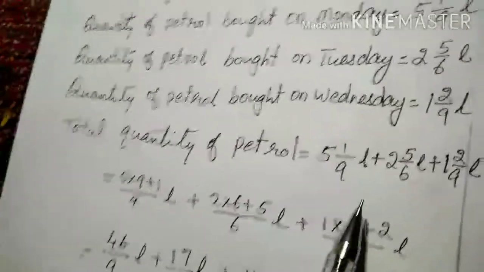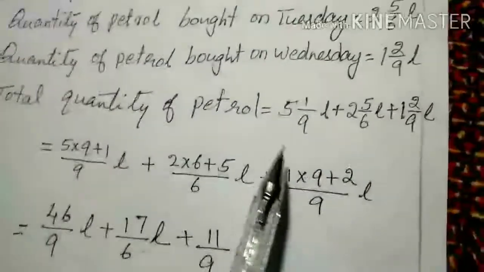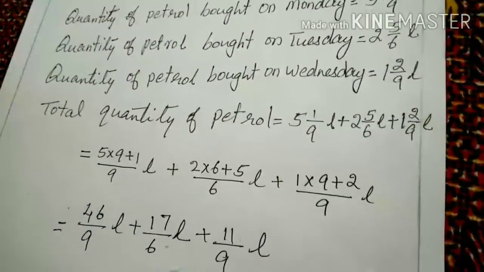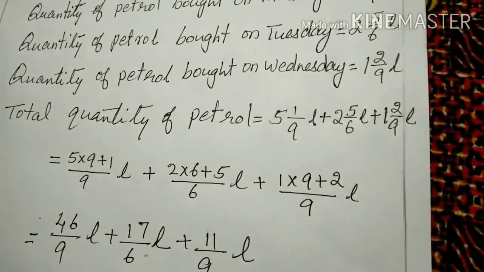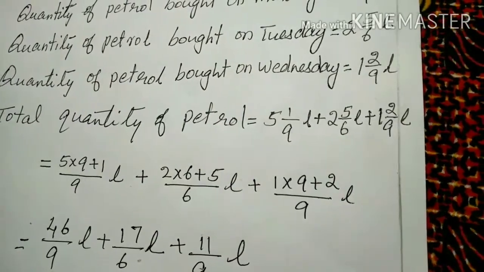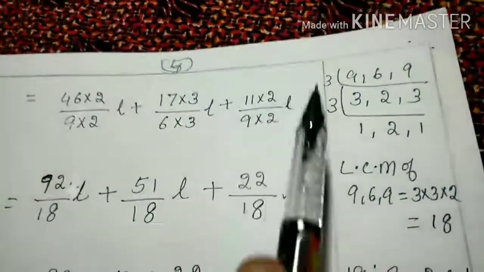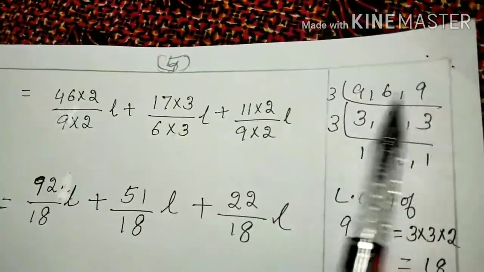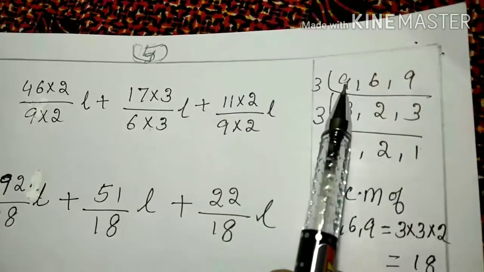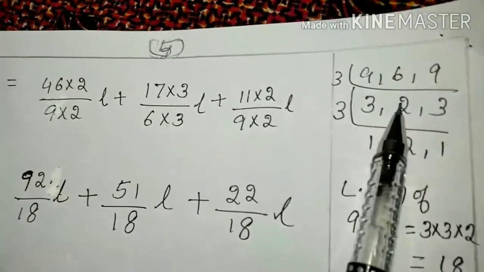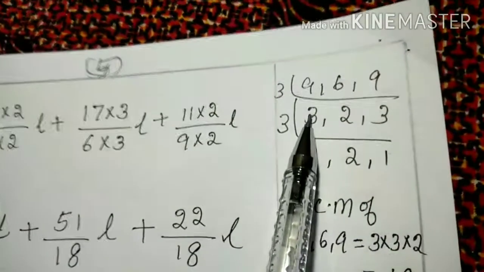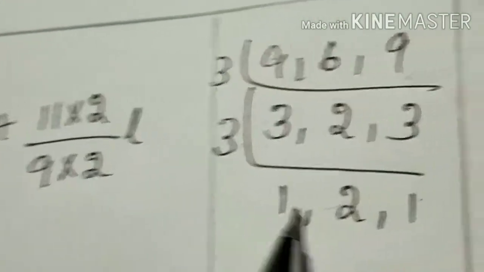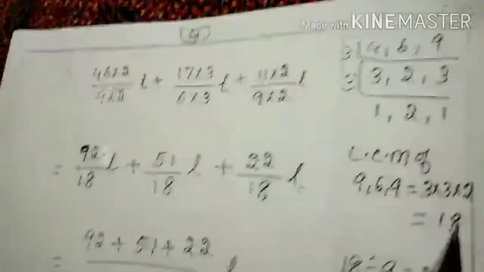These all are unlike fractions and mixed fractions. First, convert the mixed fractions into improper fractions. After getting the unlike fractions, you just find the LCM of the denominators 9, 6, 9. All the numbers are divisible by 3. Dividing these numbers by 3, you are getting 3, 2, 3. Again, two numbers are divisible by 3. Dividing by 3, you are getting 1, 2, 1. Therefore, LCM is equal to 18.